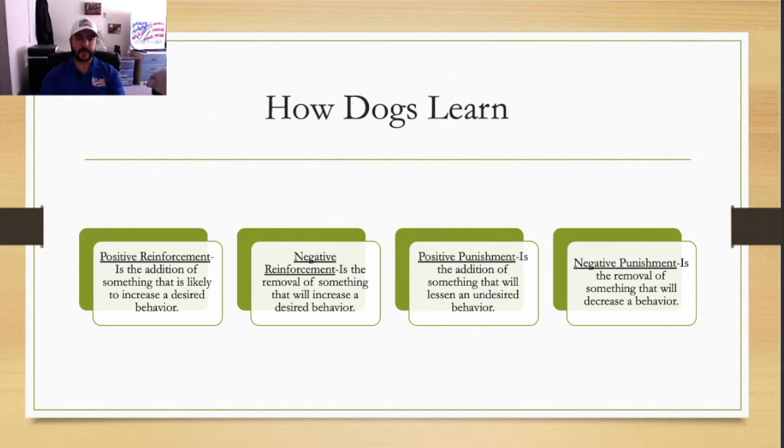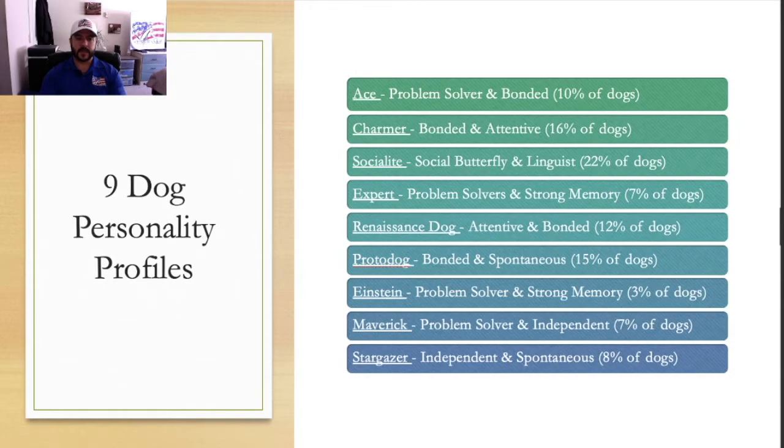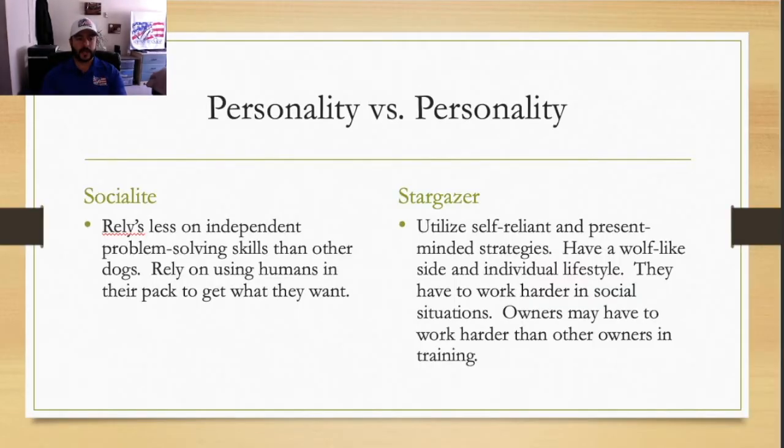So now, yet again, that we have learned all those things, the next part that we're going to go into is the 9 different personality profiles. So now that we have covered a little bit of this, it might help you to understand how this applies to the 9 different personality profiles. As you look, they are very different from one another. So we're going to take a couple of those personality profiles and compare them. We are going to compare the socialite and the stargazer.